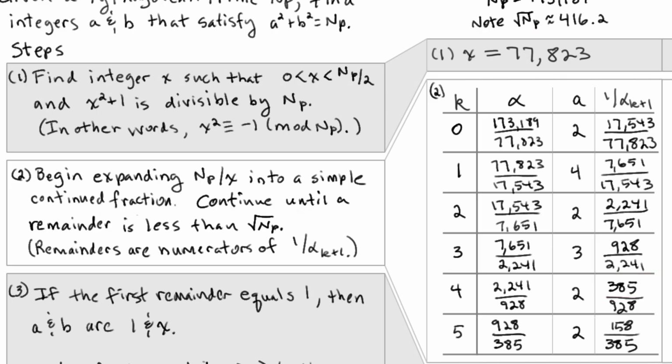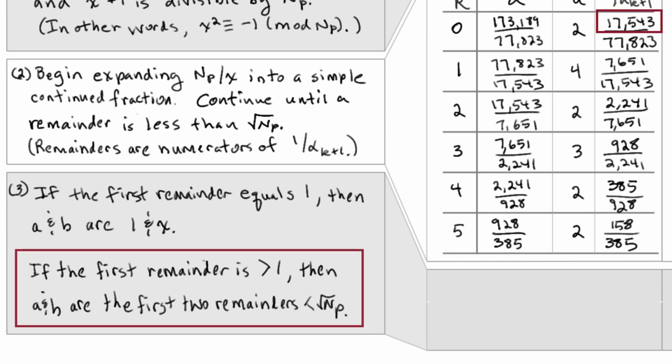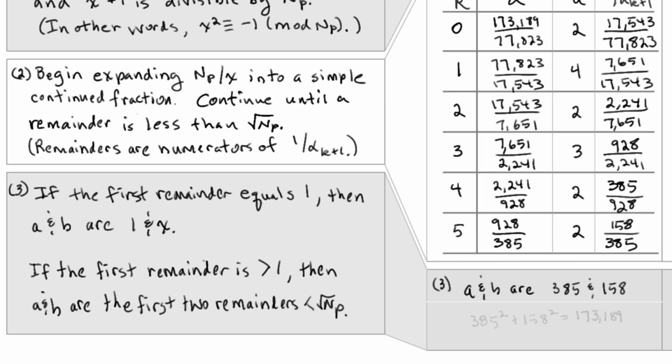Here it is. In step 3, we just write the solution. The first remainder was greater than 1, so a and b are the first two remainders that are less than the square root of n sub p. A and b are 385 and 158. We can check that they satisfy the equation. The sum of their squares equals n sub p, so they satisfy the equation.